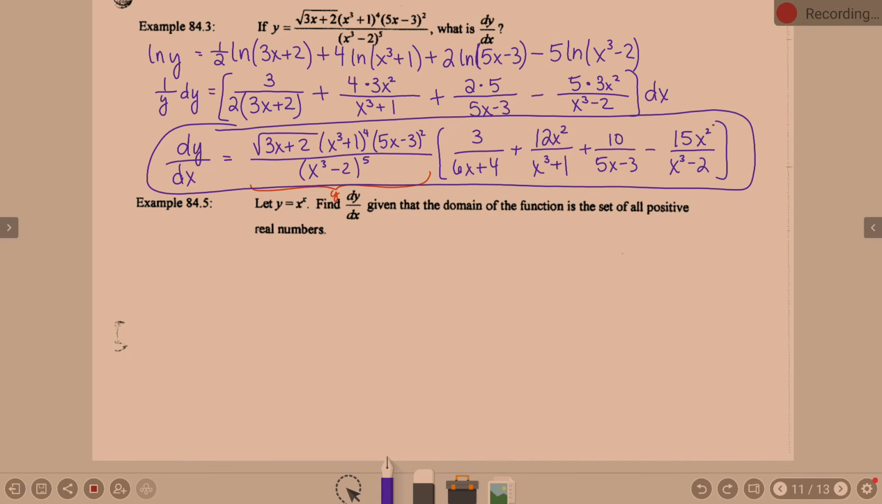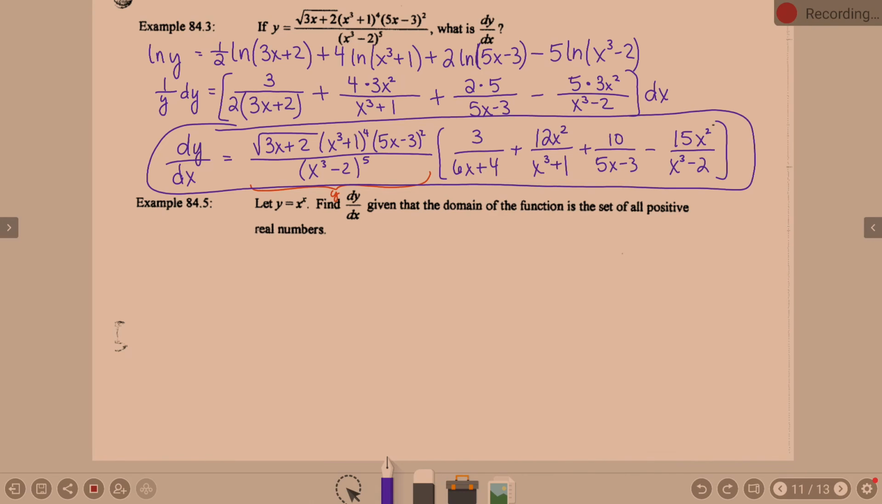Okay, example 5. y equals x to the power of x. Find dy dx, given that the domain of the function is a set of all positive real numbers. Is that thing where it says all positive real numbers just hinting at us to use logarithmic differentiation, or whatever it's called? Probably.